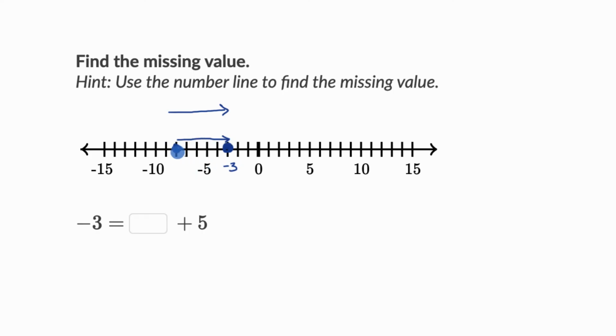And so what is this point right over here? Well, this right over here, let's see, this is -5, -6, -7, -8. So we have -8 plus 5 is equal to -3.